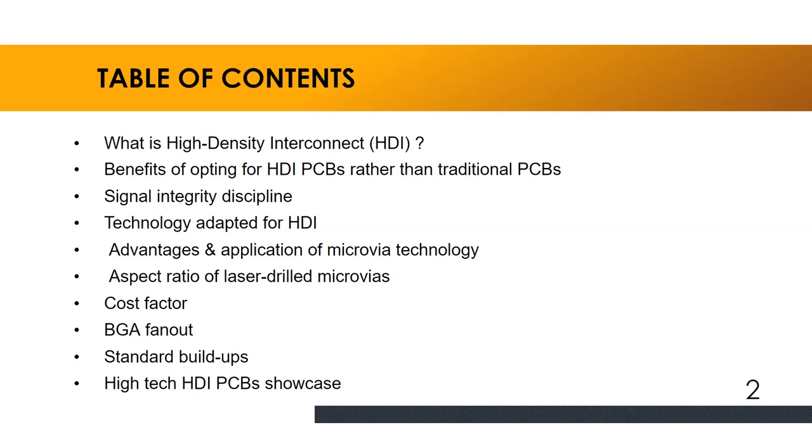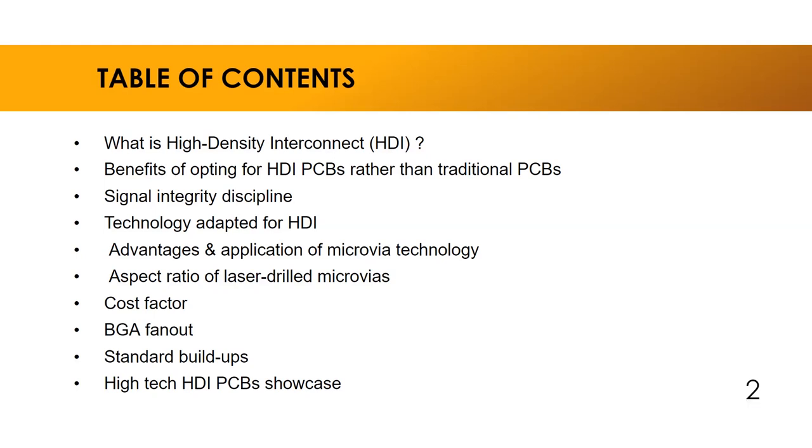the benefits of opting for HDI compared to the traditional boards, then signal integrity disciplines, then what type of technology we are adopting for HDI boards, then the advantage of these microvia interconnections, then aspect ratio, the cost factor, then BGA fanout strategy, how to route the traces whenever there is a dense device, like BGA devices. Then we'll study the standard build-ups. Then also we'll look into some pictorial presentation of the HDI PCBs.